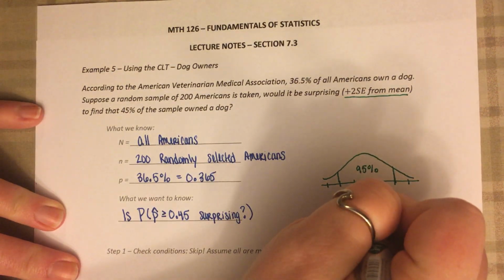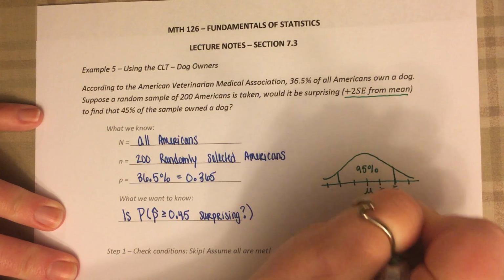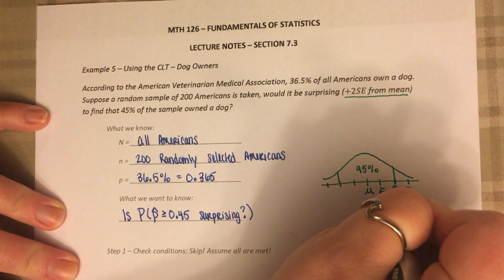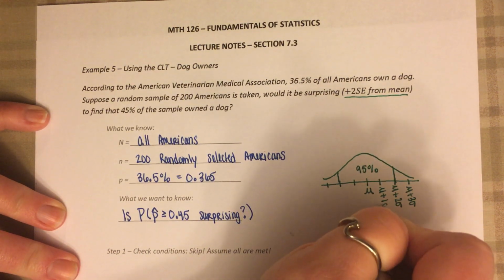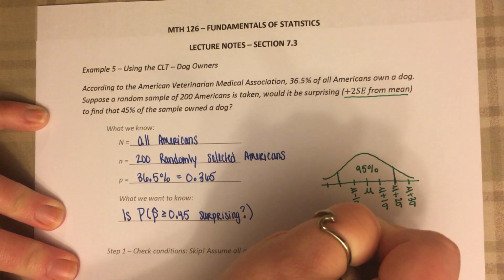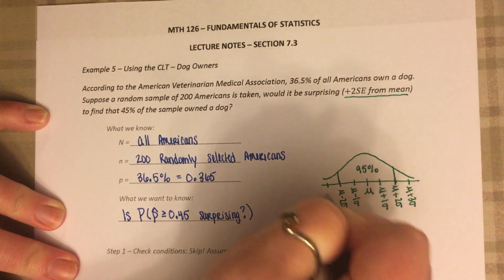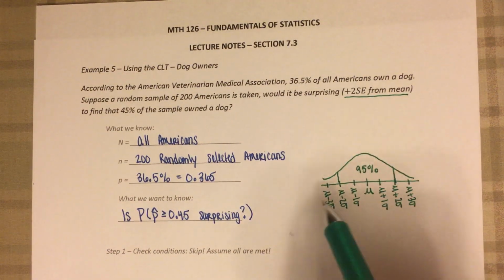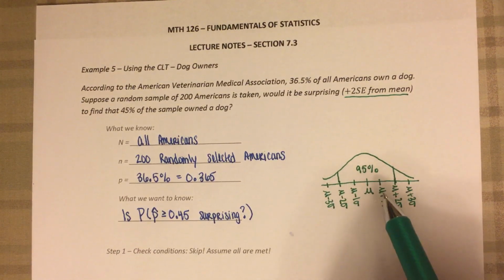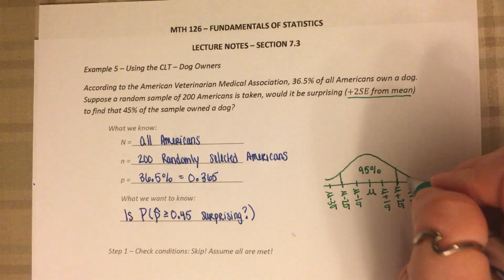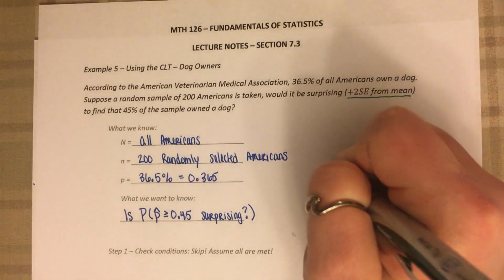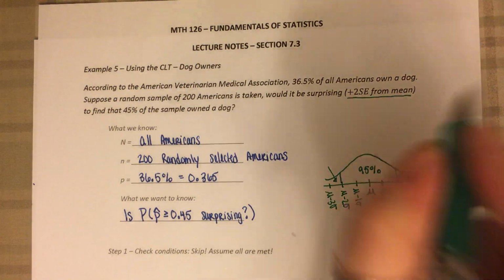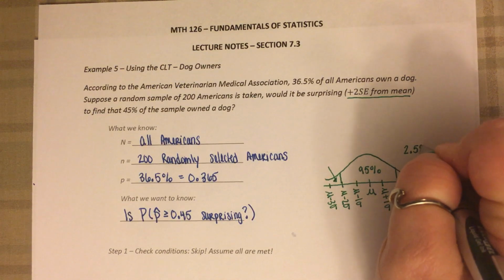If we label these mu plus 1 standard deviation, mu plus 2 sigma, 2 standard deviations, mu plus 3 sigma, mu minus 1 sigma, mu minus 2 sigma, mu minus 3 sigma. We have 95% using our empirical rule that's between 2 standard deviations. So what that means is in both of these tail ends here, if we subtract 95% from 100%, we have 5%. We take half of 5%, well, we get 2.5%.